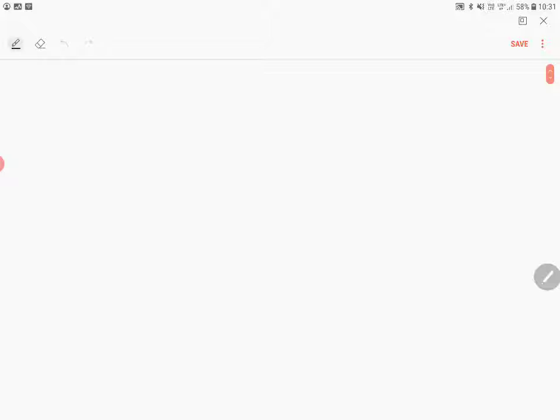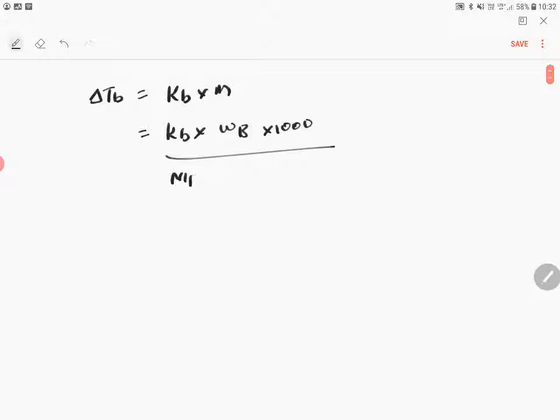So now delta TB is equal to KB into m. Molality can be expressed as weight of solute into 1000 divided by molar mass of solute, into weight of solvent in grams.